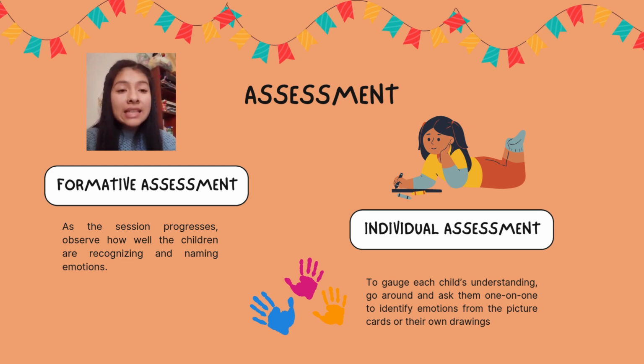In the part individual assessment, to gauge each child's understanding, go around and ask them to identify emotion for the picture card or their own drawing. Encourage them to describe the emotions with simple sentences like, for example, this person is happy because they are playing. This not only shows their emotional understanding, but also how well they can link feelings with real life scenarios.